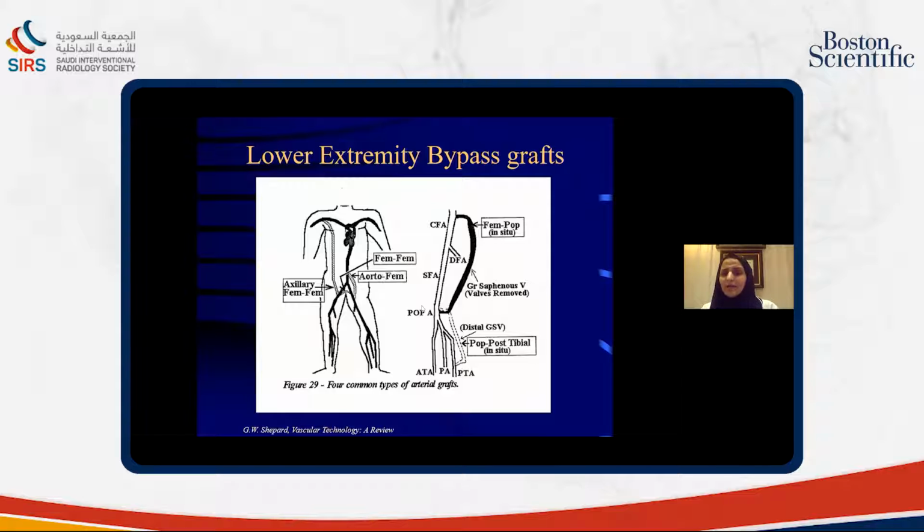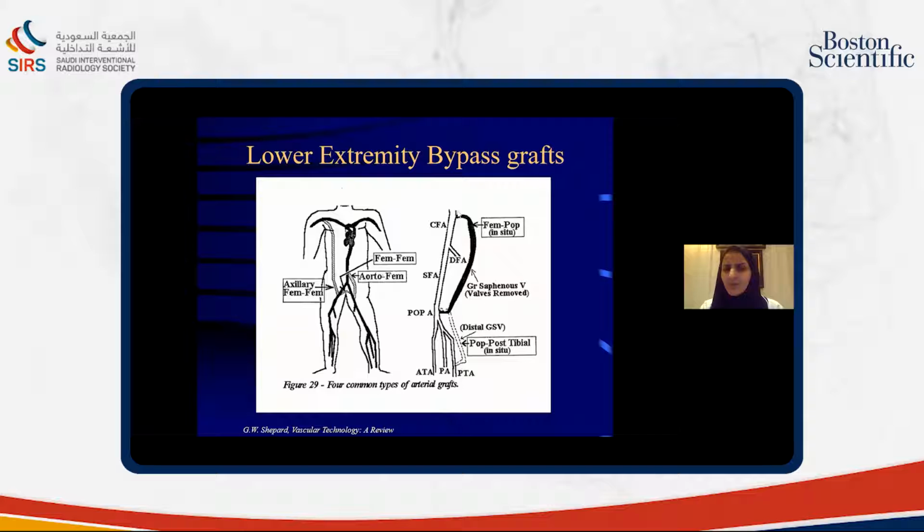Okay, lower extremity, we use it when we study the bypass graft, and we have different types of bypass: axillary femoral, femoral femoral bypass, or aortofemoral bypass, femoral popliteal, and yeah, we have different types.